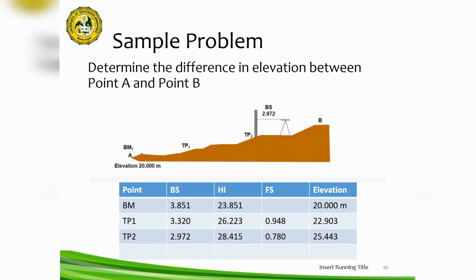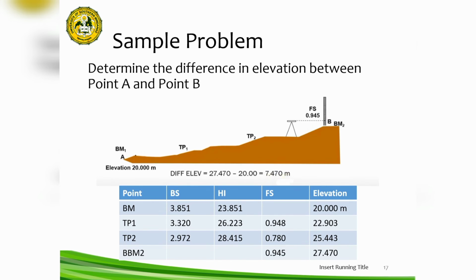We will move our instrument and take a backside reading of 2.972. Upon getting the height of instrument, we must add the elevation and backside reading. So we got 28.415 as the height of the instrument. In this case, point B is visible by our instrument, so we will not add a turning point again.